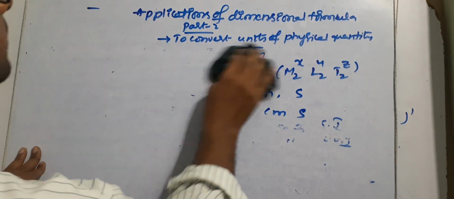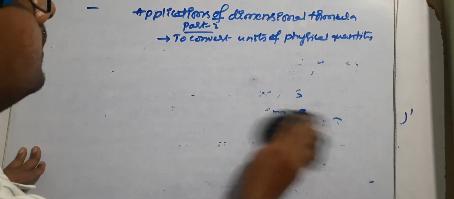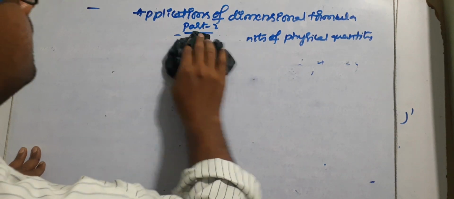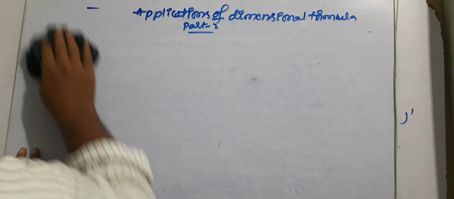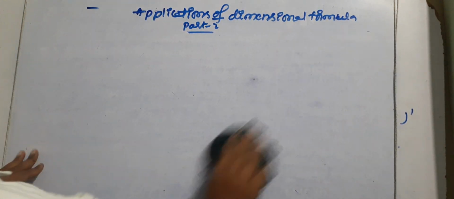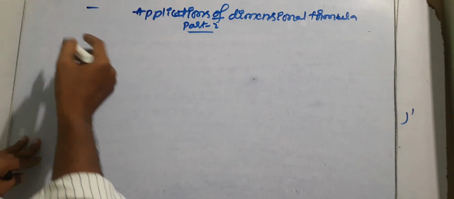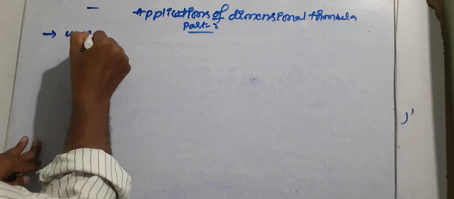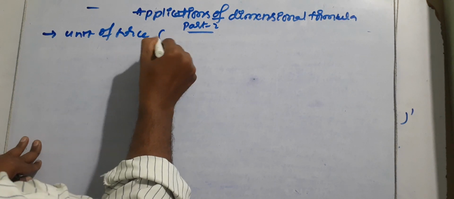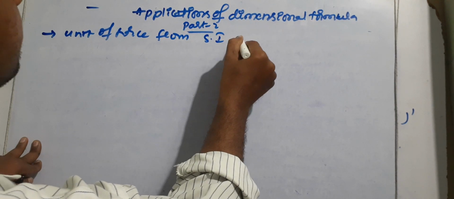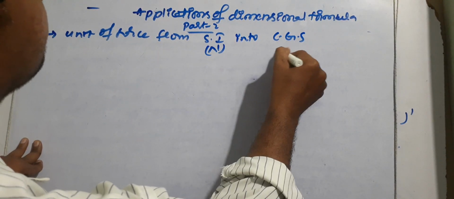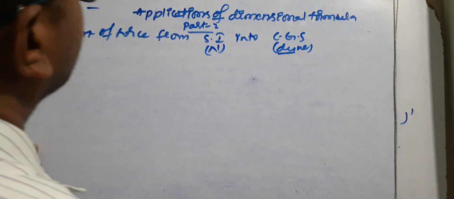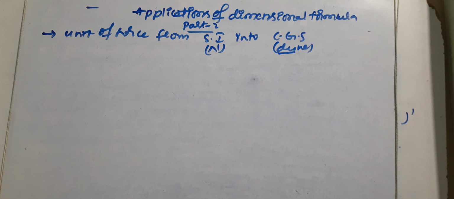Now, taking an example to convert the unit of force from SI system into CGS system, that is from newtons into dynes. So 1 newton makes how many dynes? For this, first we want to write the dimensional formula for force.